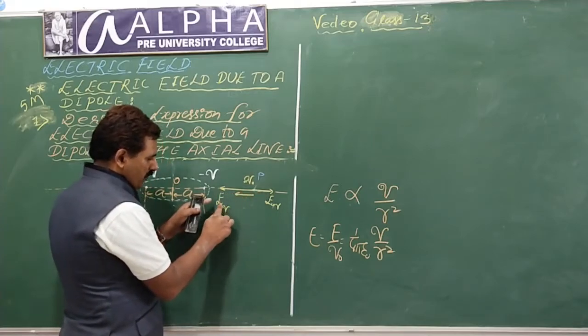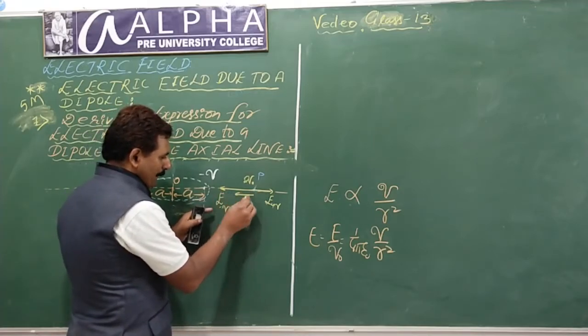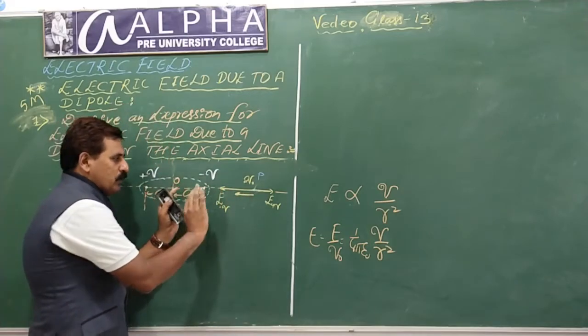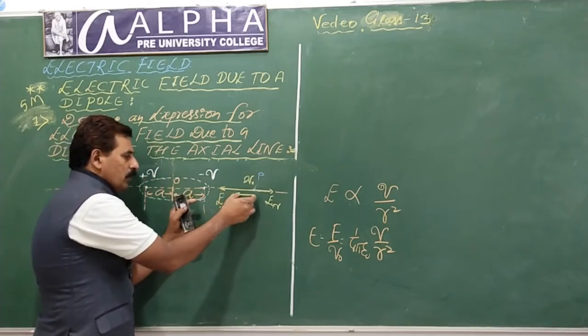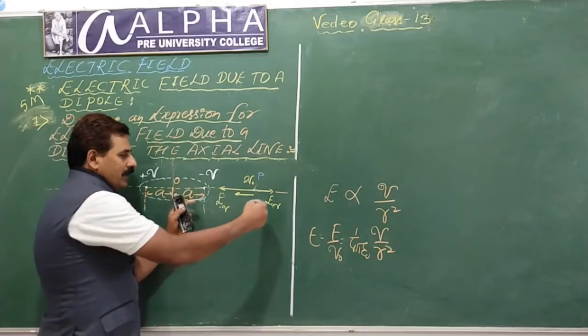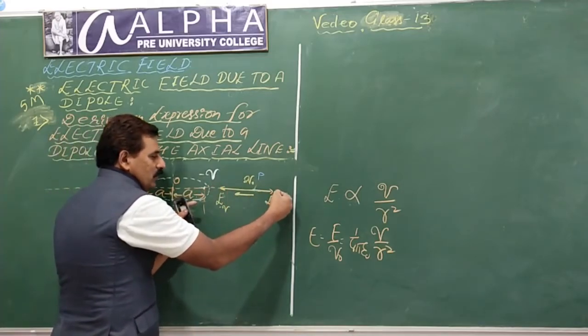Why? This is stronger, this is weaker. This takes the upper hand, so the resultant will be to the left. This pulls more. This pushes this one. So pulling is more. Therefore, the effective value is towards the left. So the electric field on the axial line is to the left.